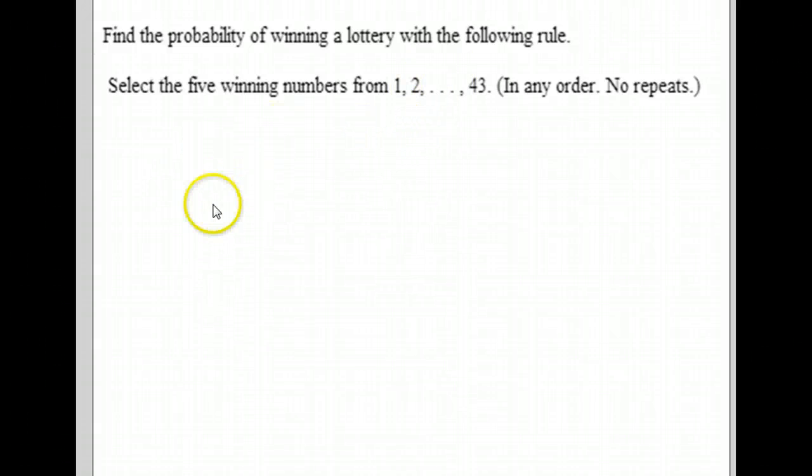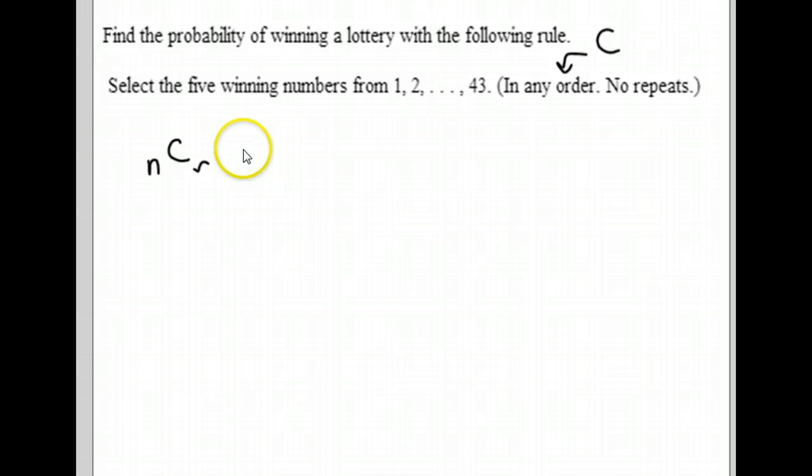Okay, so they're going to have 43 balls in a little spinning thing or whatever. They shoot out, and then you have to pick 5 of them. So in any order, no repeats. Okay, so for it to be in any order, no repeats, that means we're going to use combinations. Okay, so if you recall from your notes, nCr is what we're being asked to do here.